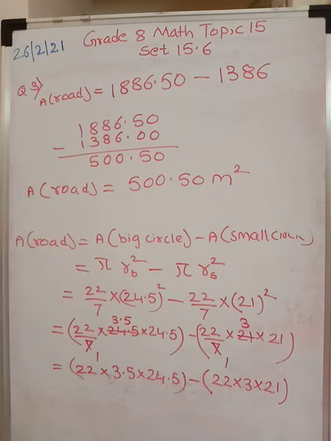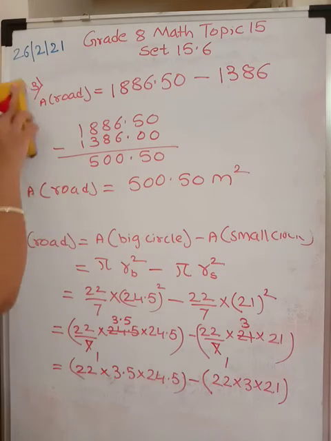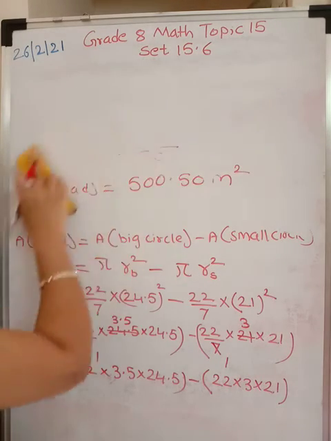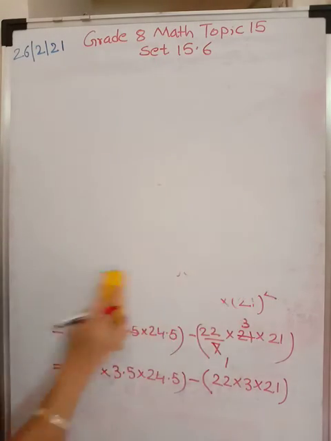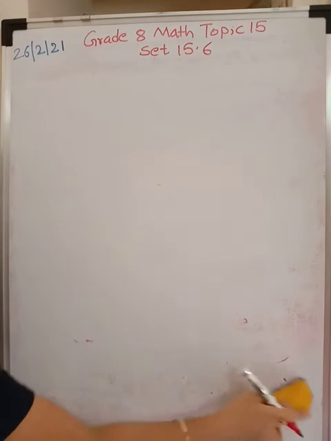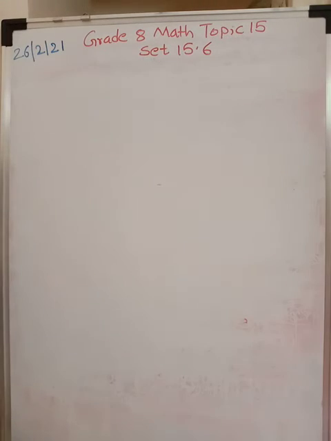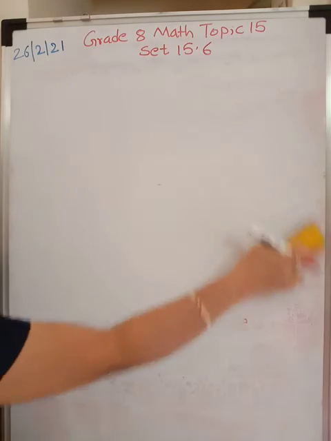Question number 4. Find the area of a circle if its circumference is 88 centimeters. Now, very interesting question. Circumference is given and you have to find area. So with the help of circumference, first you find the radius, and then using that radius, you can find the area. That's the logic which we are going to use.